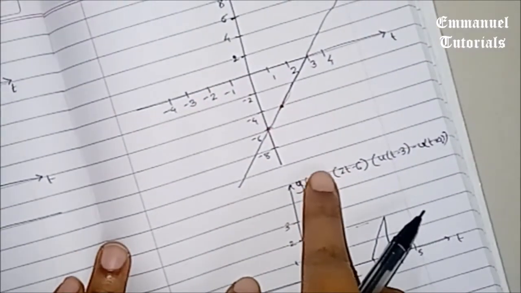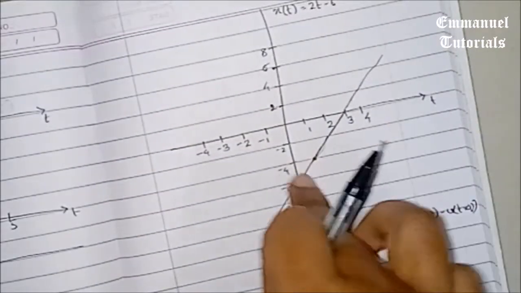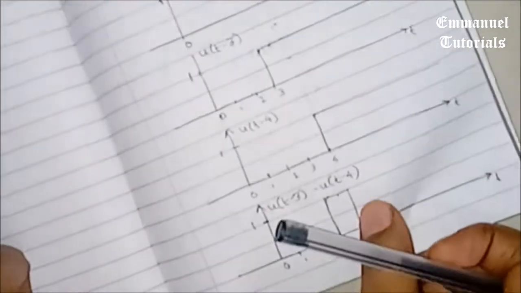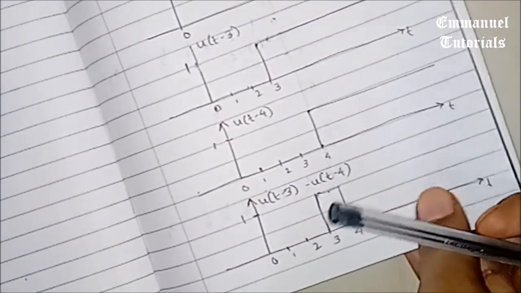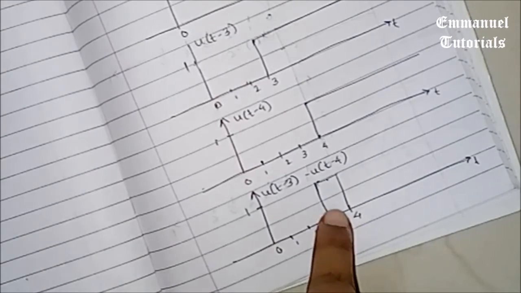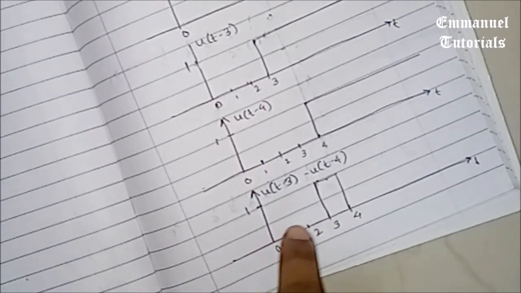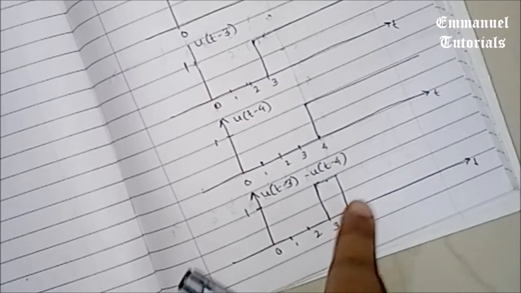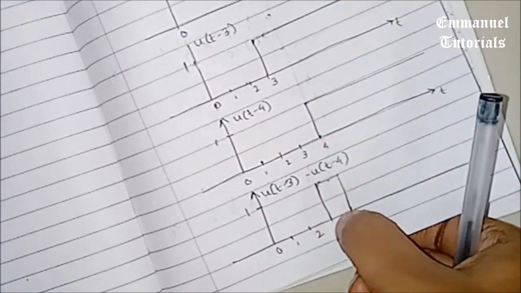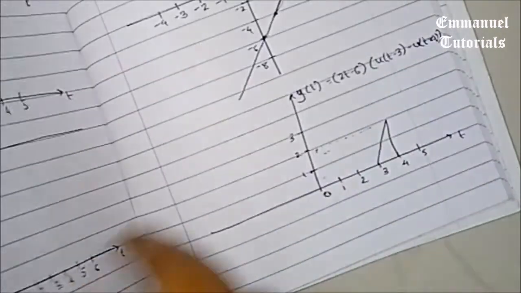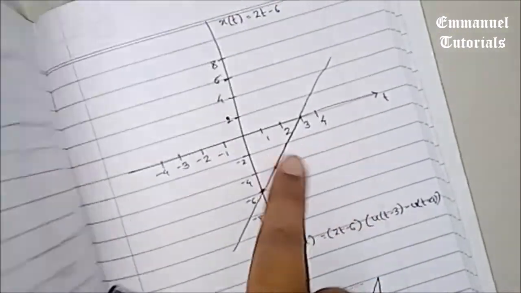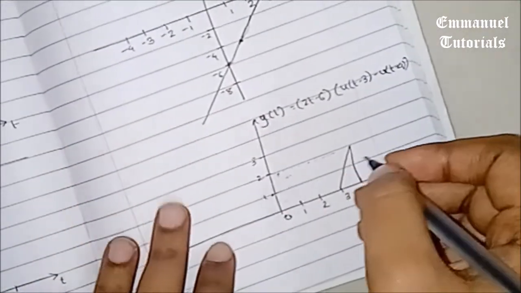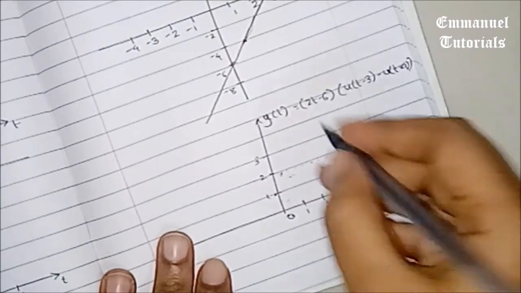Now what you have to do is multiply both these signals, this signal and the pulse signal which you got. This multiplication will be very easy because you can see that from 3 to 4 only, the value of the pulse signal is 1, and at all the rest of the points it is 0. So you just have to give the resultant signal, which is the value of this 2t minus 6 signal from 3 to 4.